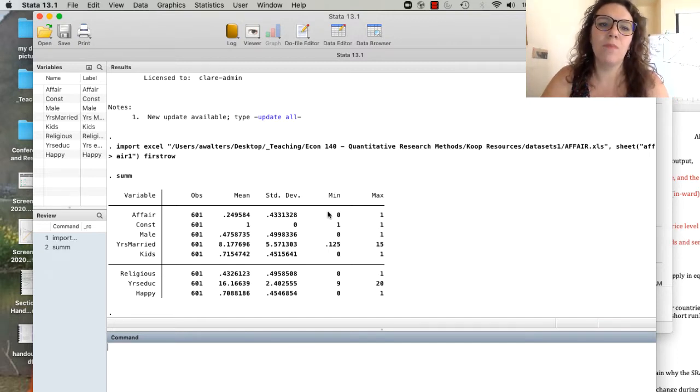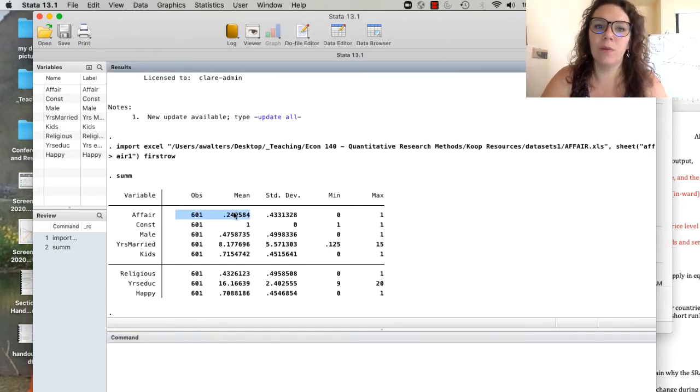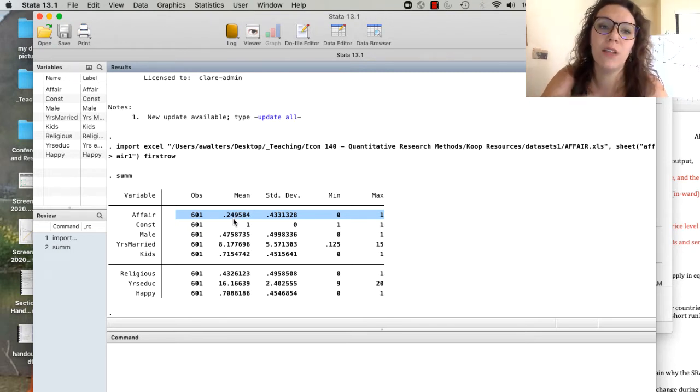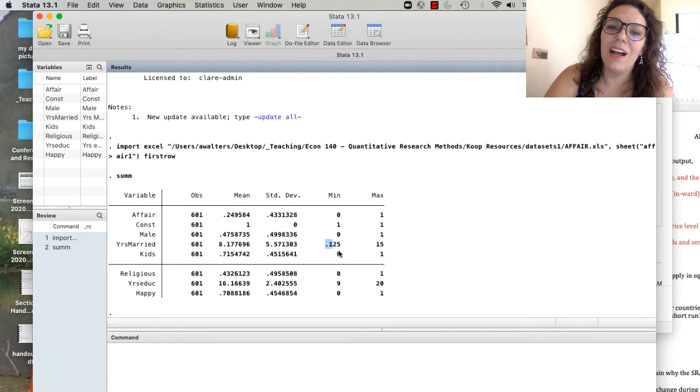So I can see here my dependent variable, whether or not a person has an affair, is a binary variable, 0 to 1, right? The mean of 0.249 tells me that almost 25% of this sample have had an affair. The binary of male, with 1 being male and 0 being female, tells me that about 47.5% of this sample are male. People have been married as little as 0.125 years, so not even a year, and as much as 15 years, so a big variation there, although the average is 8 years of marriage.